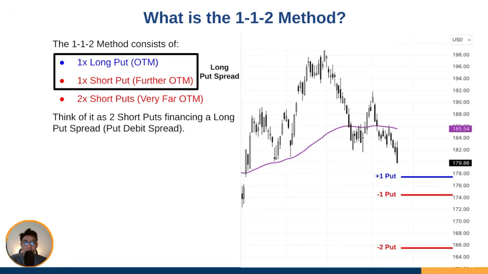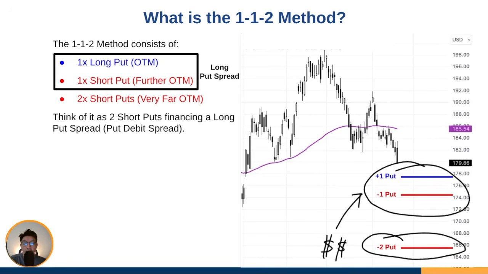So I want you to think of it like this: just think of it as two short puts financing a long put spread. From these two short puts down here, you're selling the put options to get some premium. And with this premium, you're going to purchase a put debit spread. This put debit spread is a little bit like a hedge.